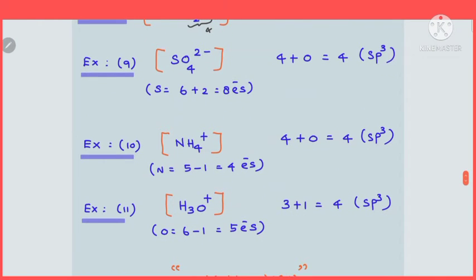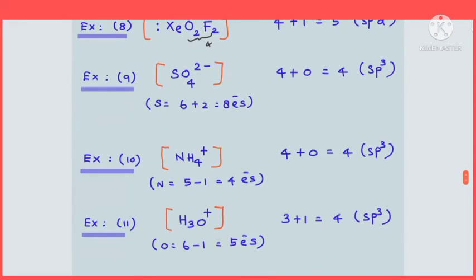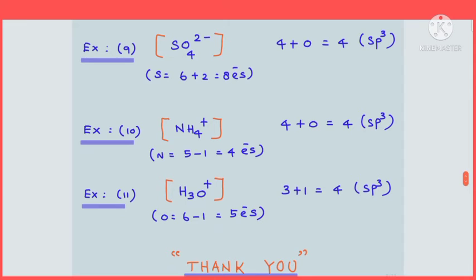The next one, example number 9. Sulfate anion, SO4 2 minus anion. So far we saw neutral molecules. Here are some charged species. Sulfate anion, isn't it? Right.